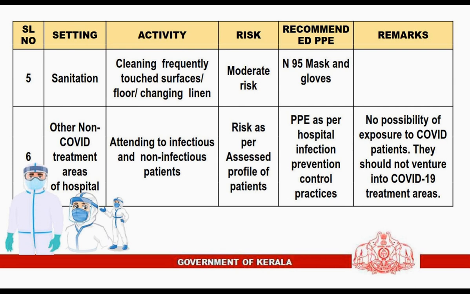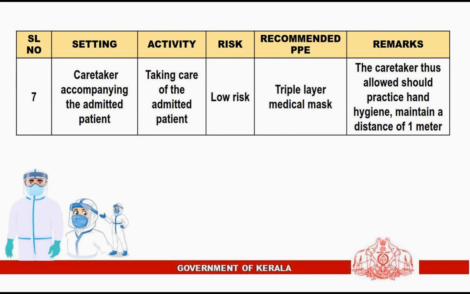While in other areas of the hospital, make sure that there is no mixing of the COVID patients with other patients. The risk of exposure can be estimated on the basis of patient profile who approach those areas. The personal protective equipment used in non-COVID-19 areas of the hospital is based on the infection control policies of the hospital. While the caretakers who are accompanying the patient for hospital care are having a low risk of exposure, they must use a 3-layer mask. Practice frequent hand hygiene. Always maintain a distance of 1 meter.